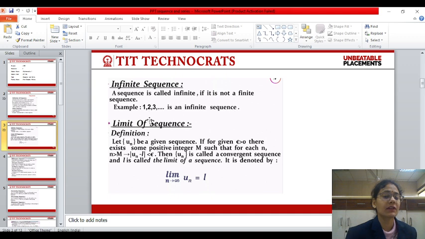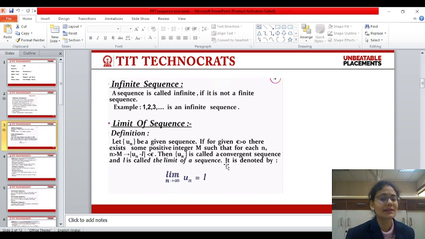So further we have the limit of a sequence, just like the definition of limit that we have done in our earlier classes. We can define the limit of a sequence whenever there is a very small difference between un and l, which is less than epsilon, whenever n tends to infinity, that means n is greater than a number m.